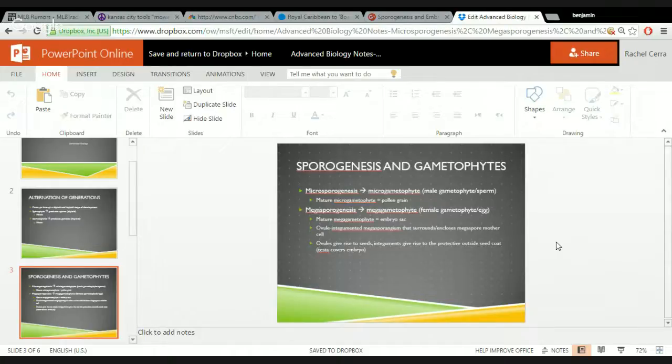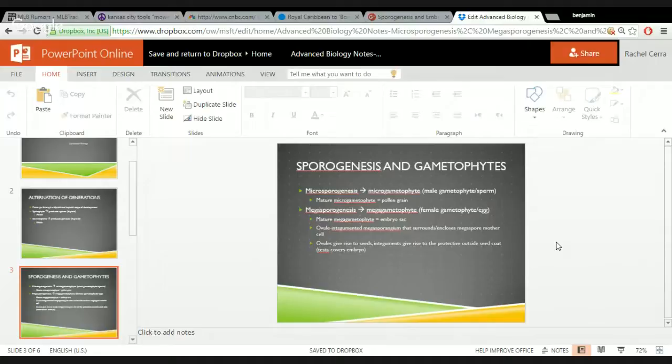The ovule gives rise to seeds. The integuments right there, those are going to give rise to the protective outer seed coat later. They are diploid also. There's an opening there in between the 2 integuments. It's called the micropyle. That'll be important later because that's where the pollen tube will attach to.